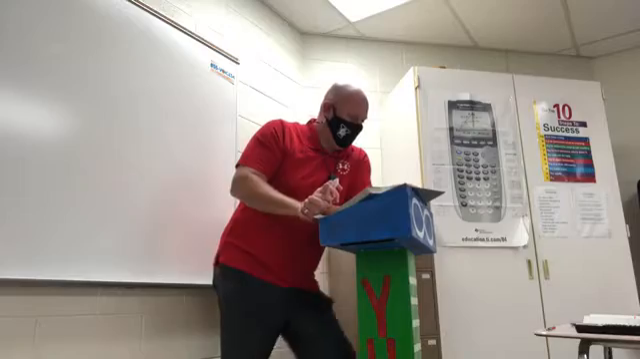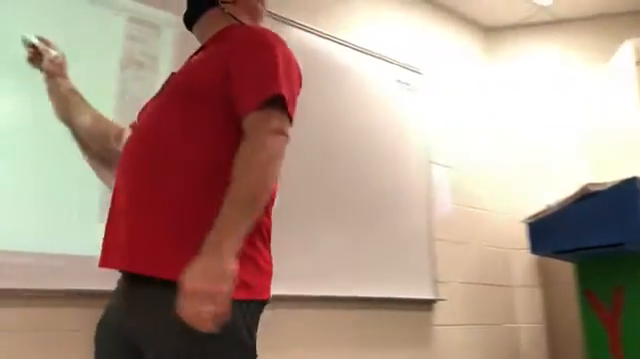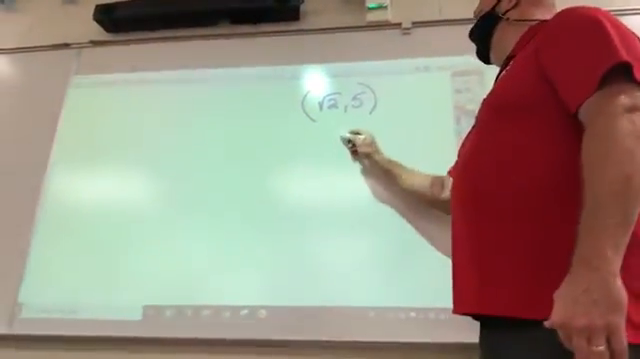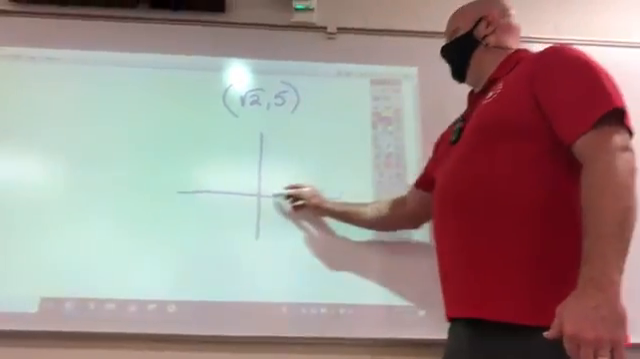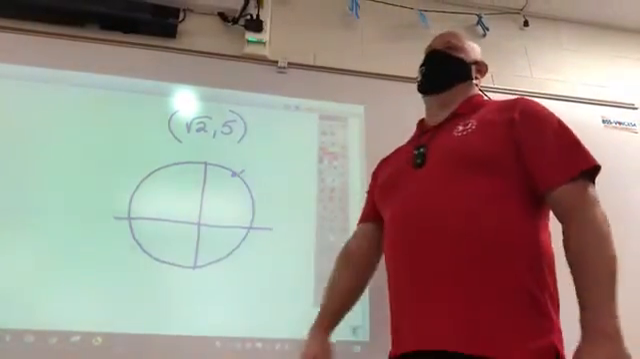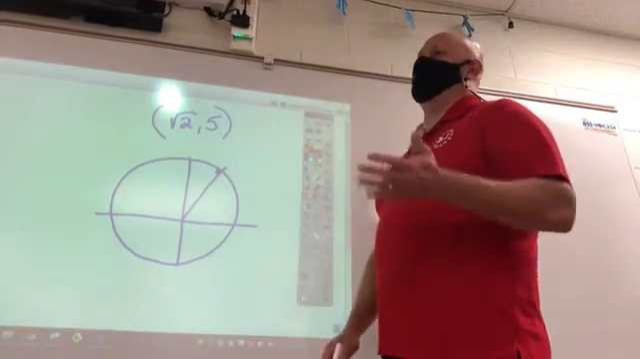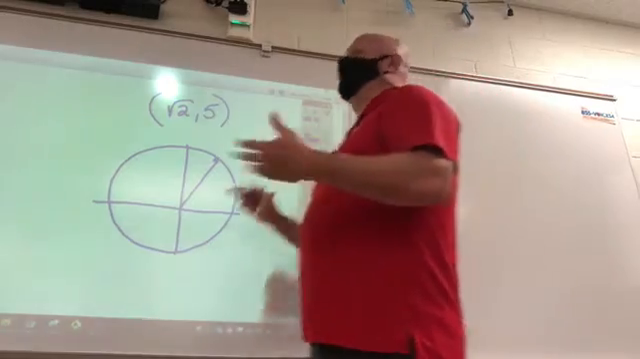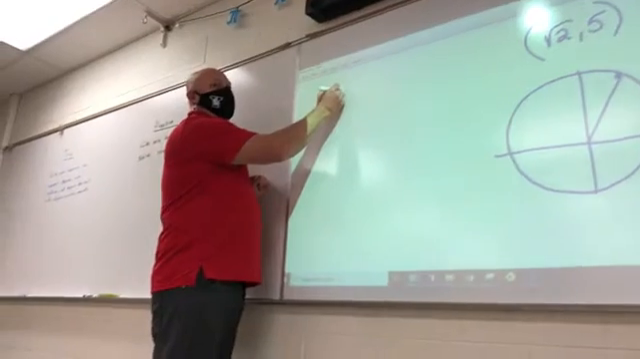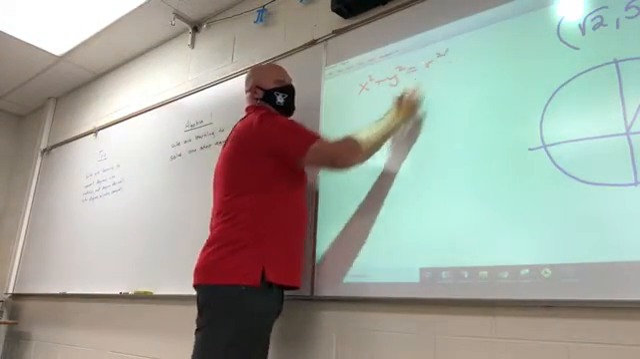How about a question like number 31, where they give you the point, the square root of 2, 5, which is somewhere up here. They say that is on the circle. Your job is to find the equation of said circle. What's the easy way to do that? What's the equation of a circle? x squared plus y squared equals r squared.